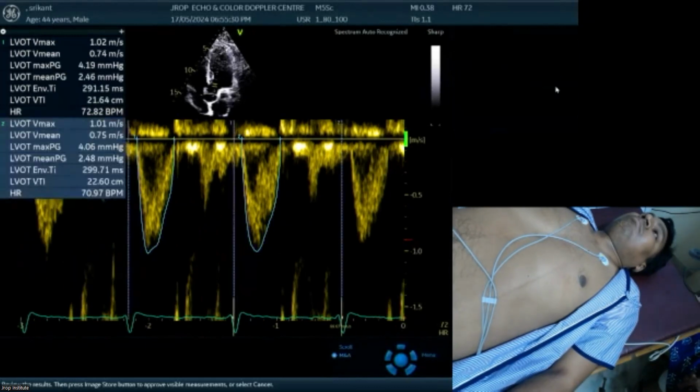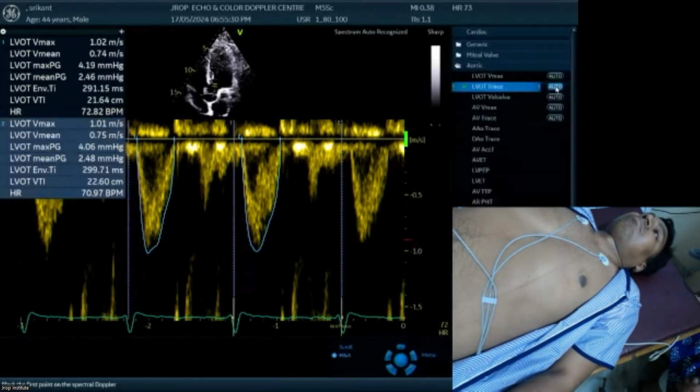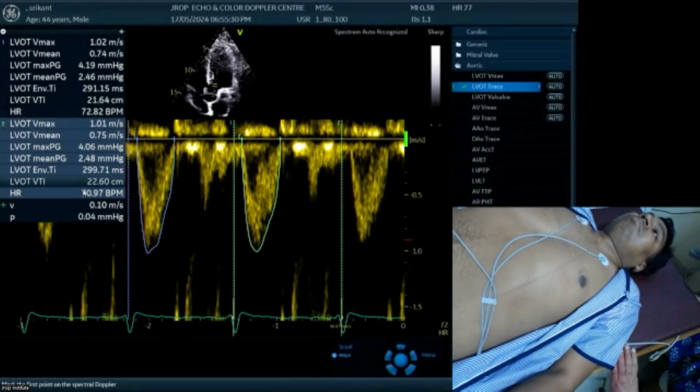So what we are getting is velocity is 1.01, mean is 0.75, LVOT max gradient is 4.06, mean gradient is 2.48, and the most important thing is LVOT VTI at a heart rate of 70 beats per minute. So with this LVOT VTI, and if I have my LVOT diameter, I can calculate the LVOT flow in ml per second or per minute. This is how we look at this is LVOT. Now let me just save it for you.